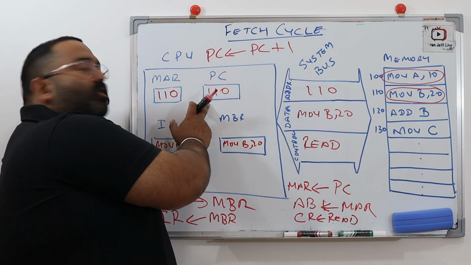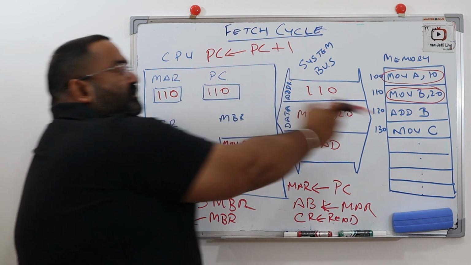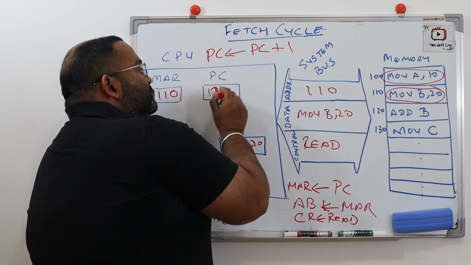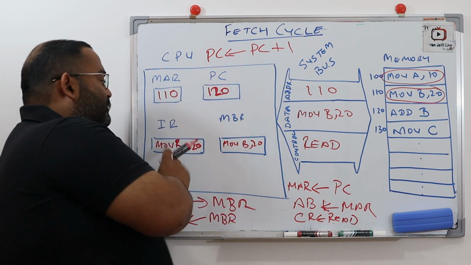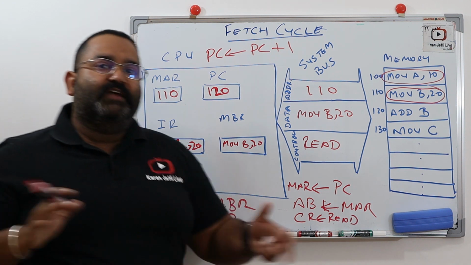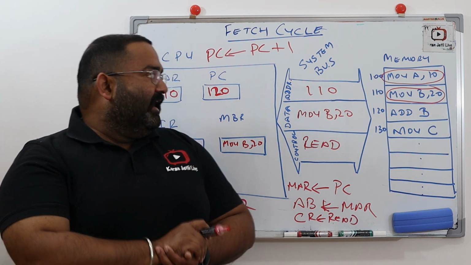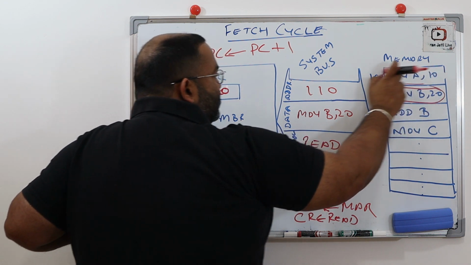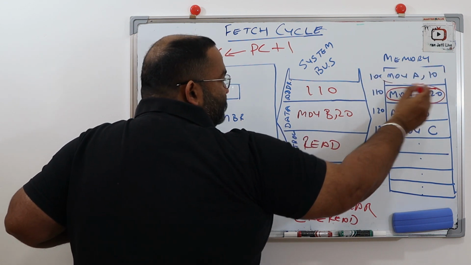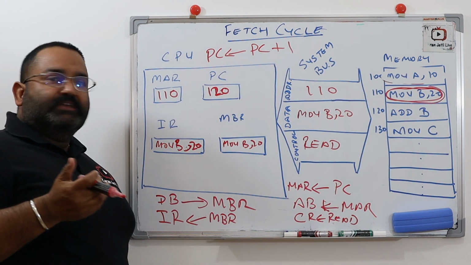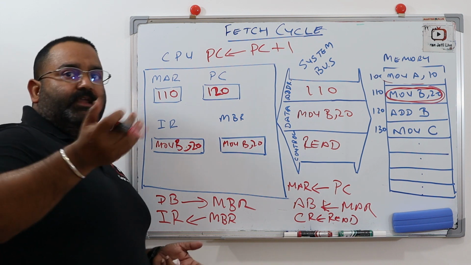Right now the program counter is 110. What is the next memory location? 120. So the instruction came to the CPU and our fetch is done. Now this is our present instruction. So guys, let us do the fetch again completely, quickly.